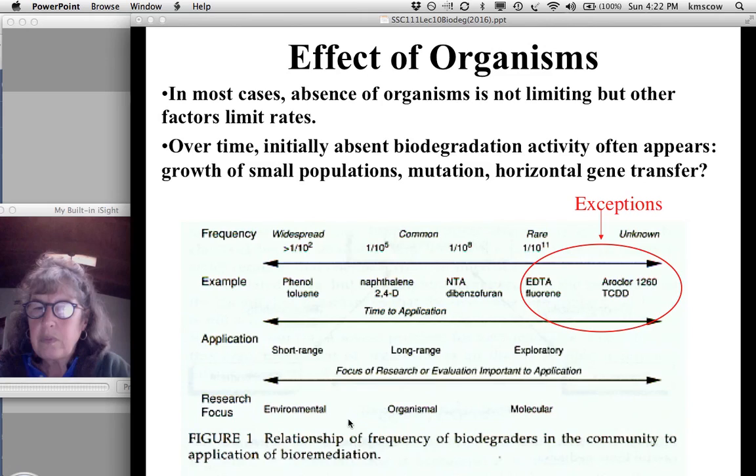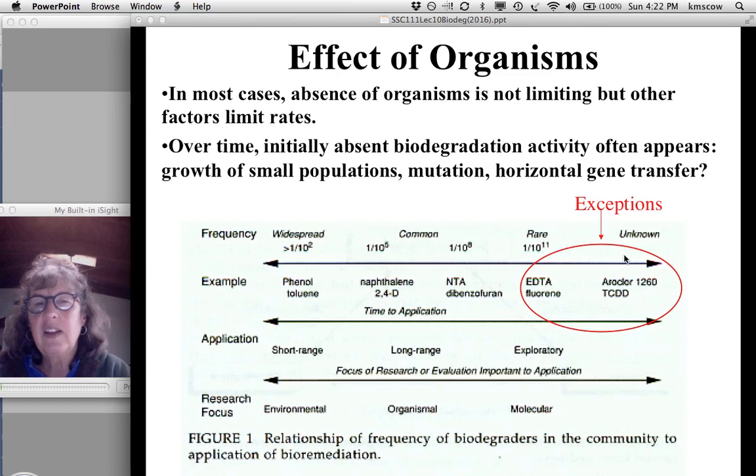And this also shows you the focus of research. For the ones that are most abundant in the environment, these widespread contaminants that a lot of organisms use, you'd be focusing more on environmental aspects. Like, what are the environmental constraints that are preventing it from degrading? Whereas with these more difficult to degrade compounds that we don't know if there's organisms or there's very few, you might focus more on molecular aspects and trying to develop organisms enriched for them, maybe transfer genes to develop them.